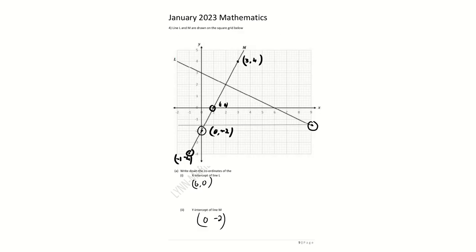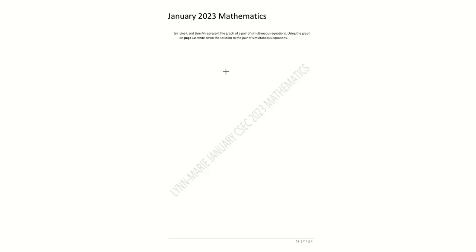Right, this question. Line L and line M represent the graph of a pair of simultaneous equations. Using the graph on page 10, write down the solutions for the pair of equations. So you look at your graph, look to see where they intersect. They intersect at this coordinate right here, which is x is 2 and y is 2. So my solution would be x equals 2 and y equals 2, and that would be the answer for this. Do we understand that, guys?